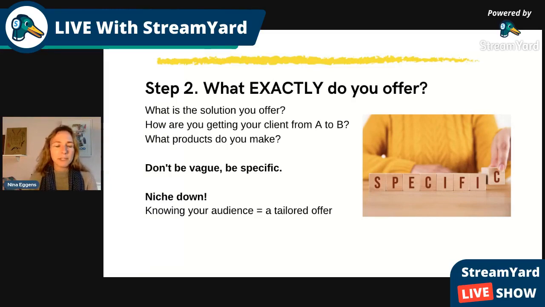If you're an artist, be specific. Don't be vague and all flowery about your work. Be specific about what it is you make, the measurements, the quality, the techniques, all of these things. So niching down is very important, and as I said, knowing your audience is important, so you can tailor your offer to them.